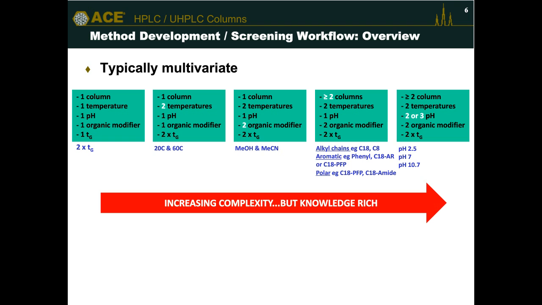So I'm not including things like ion exchange and those type of phases here. So we have polar interaction type phases. That could be like a polar embedded phase, such as the C18 amide, for instance. And then on the right-hand side here, we have pH. So low, medium and high pH. All of these different parameters are options for our method development.